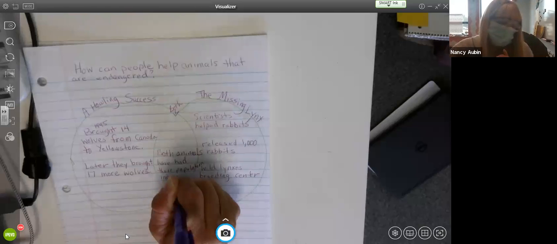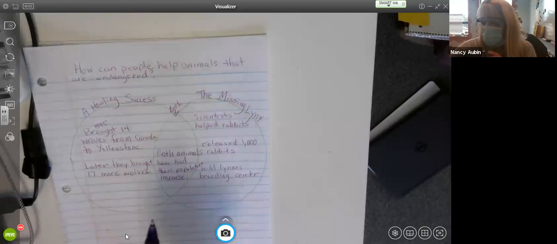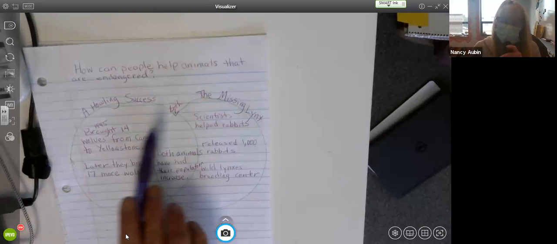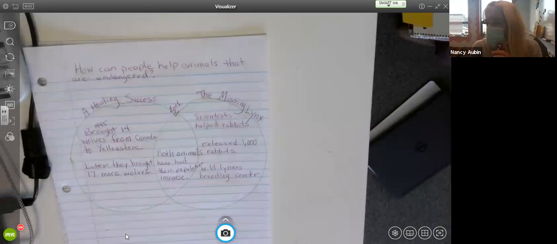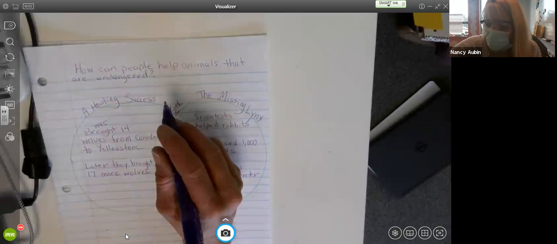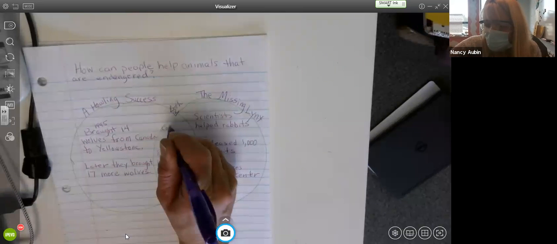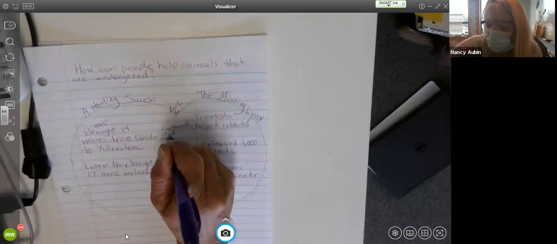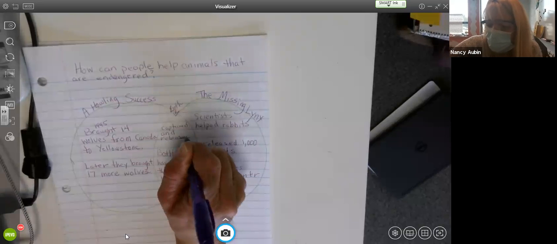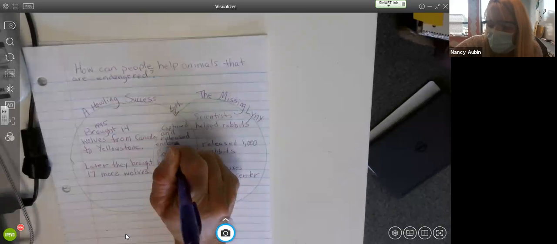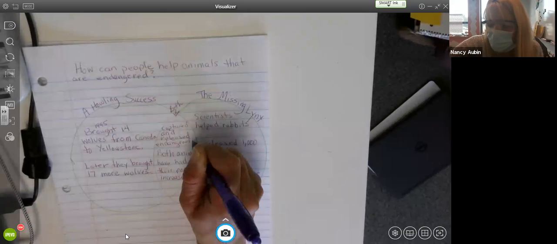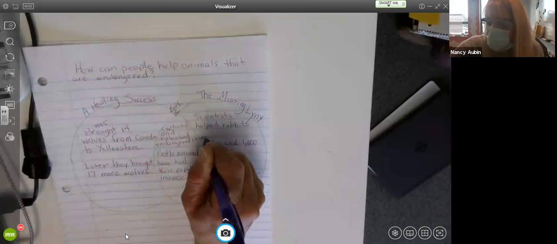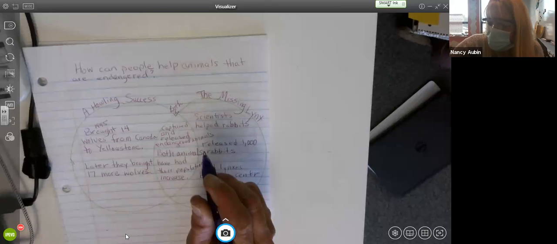Increase. And in both stories, scientists had to capture and release endangered animals, right? Captured and released endangered animals. Now there are a lot more details than just that. I'm going to put a little line there.